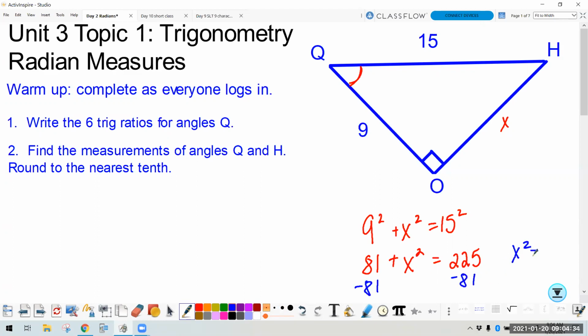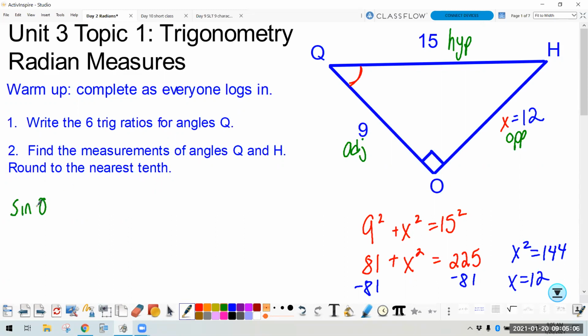We got x squared is 144, so x is 12. So to help me, since we're talking about angle Q, I'm going to label the 12 as opposite, the 9 as adjacent, and the 15 is the hypotenuse. The side across from 90 is always hypotenuse, regardless of any of the other locations of the angles.